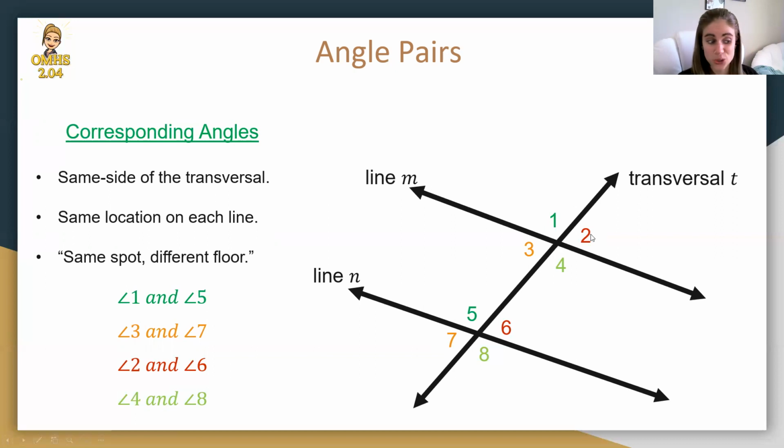All right, in red, 2 and 6 are corresponding. So right side of the transversal now, notice how 2 is on the top, 6 is on the top. Those are corresponding angles. And then our last pair would be 4 and 8. 4 and 8 are both on the right, so they're on the same side of the transversal. 4 is on the bottom of line M, 8 is on the bottom of line N.